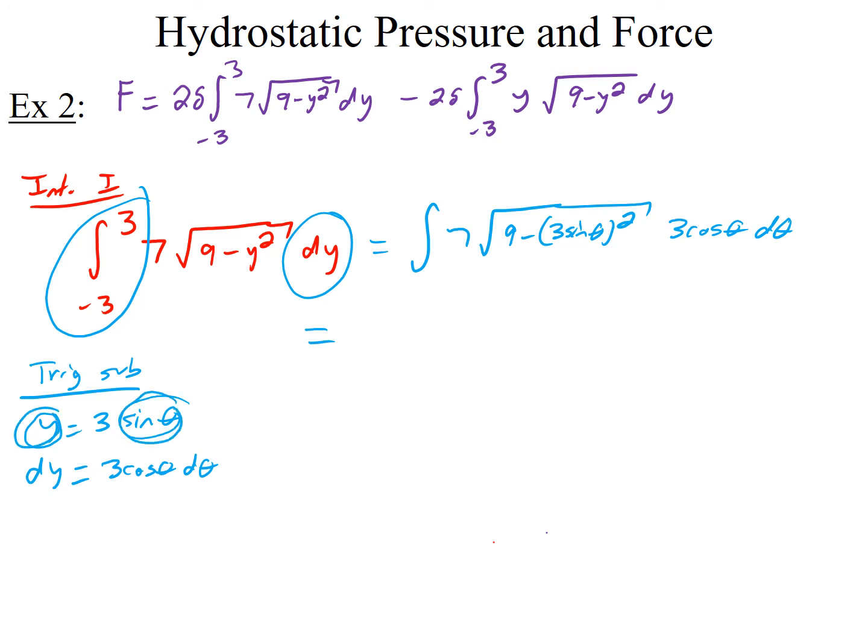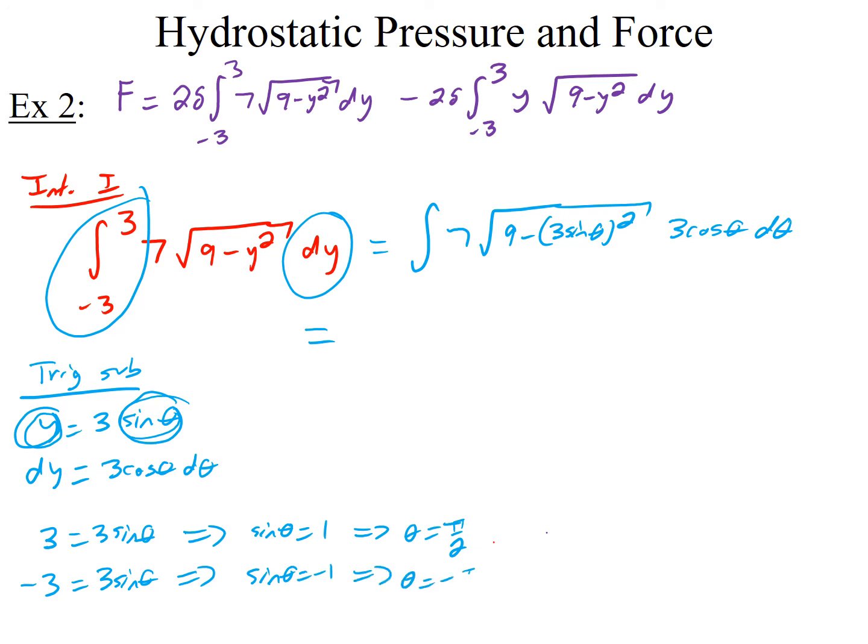Actually, why don't we go ahead and do that? So real quick, if I plug in 3 for y, I get 3 equals 3 sine theta. And that gives me sine theta equals 1. And so we have theta equals pi over 2. If you plug in -3, you get sine theta equal -1, and that means theta is negative pi over 2.